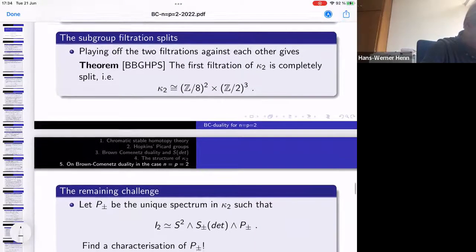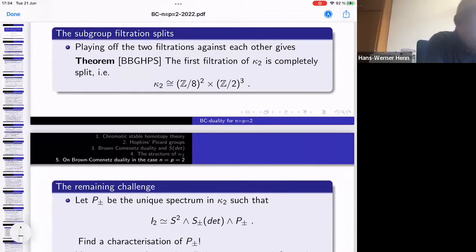So the remaining challenge is that we have two versions of the determinant. Both of them sort of have the right Morava module. And so they differ by an element in kappa. P plus and minus are also elements in kappa, and they are uniquely characterized by this equivalence: I2 should be equivalent to S2 smash S plus or minus det smash P plus or minus. So the challenge is to find a characterization of P plus minus.